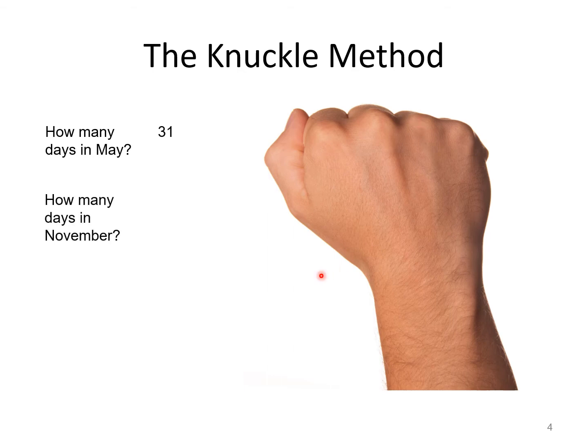How many days are in November? January, February, March, April, May, June, July, start over, August, September, October, November. 30 days. It's between the knuckle. How about February? January, February, between the knuckle. Well, that one you have to remember that February has 28 or 29 days.